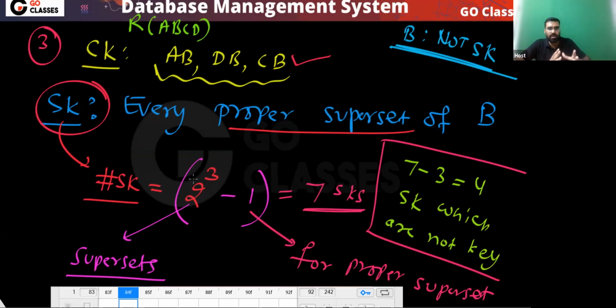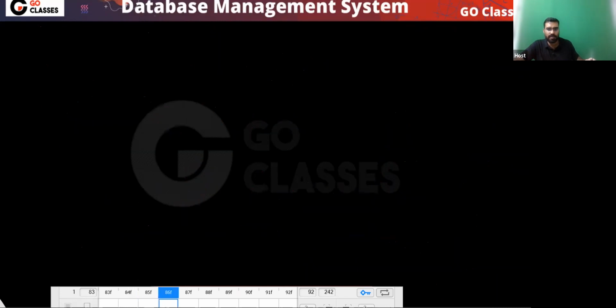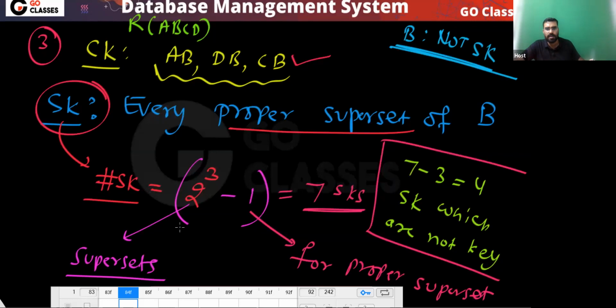Is this crystal clear, this question? Remember, your relation is ABCD. Your candidate keys are AB, DB, CB. So every proper superset of B is a super key. You can do it with inclusion exclusion also, but this method is short. Yes or no? This is a quick method. Simple observation that every proper superset of B is a super key.